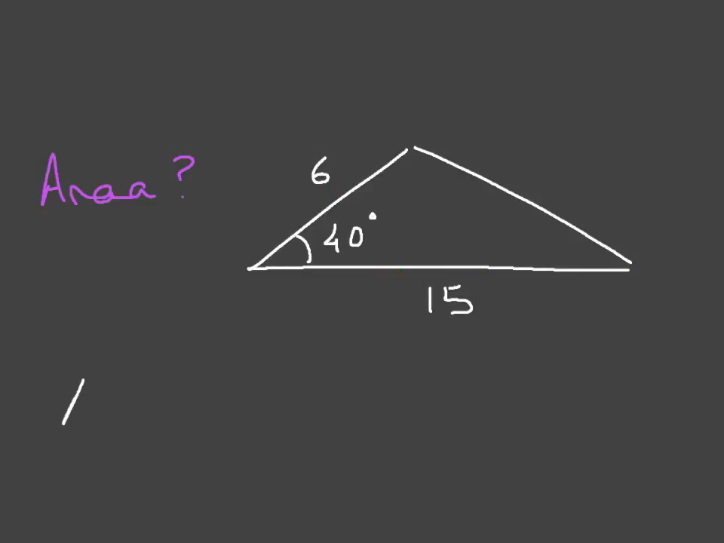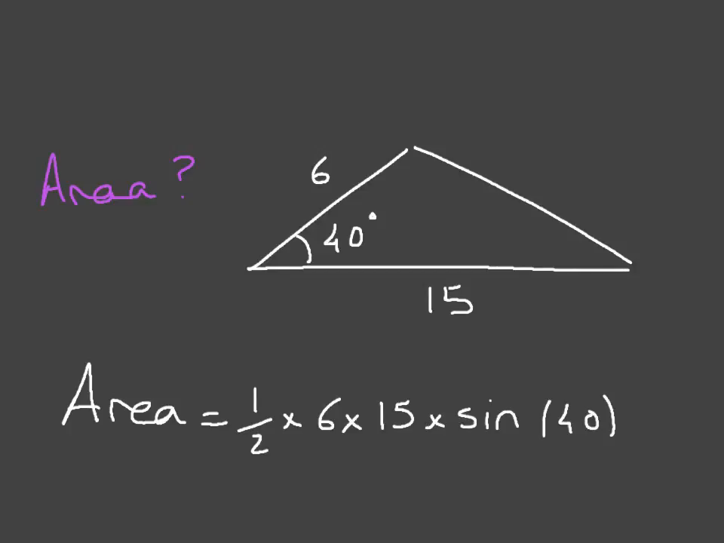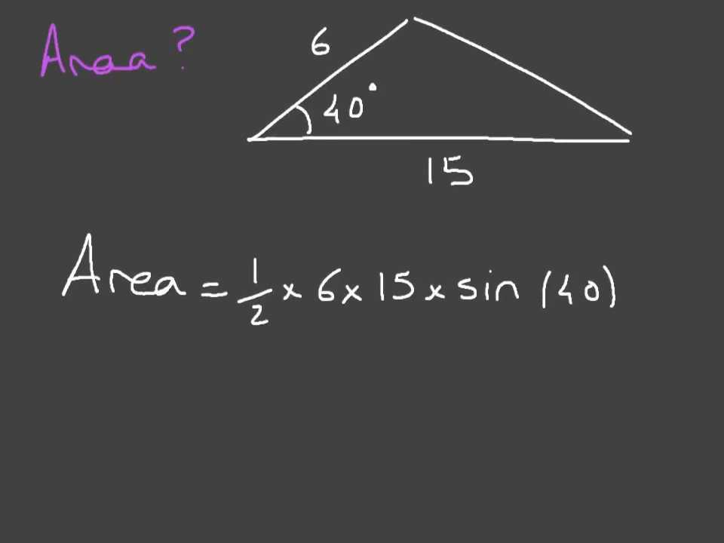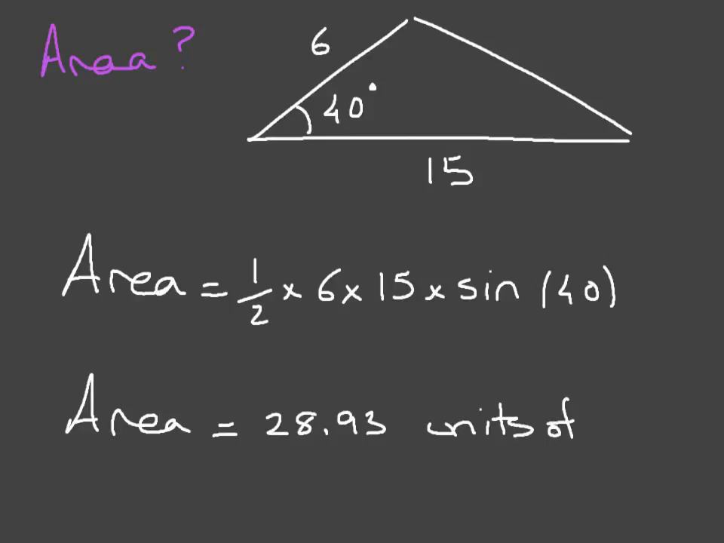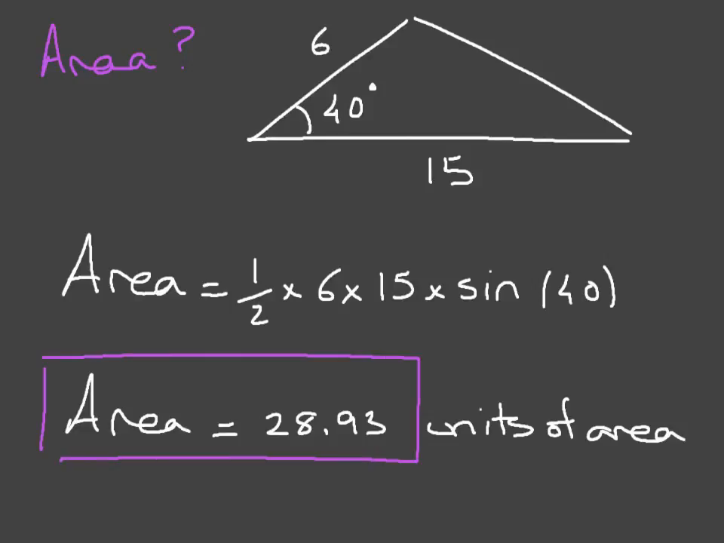And we can go right ahead and say that the area is equal to 1/2 times one side length, so 6, times another side length, which is in this case 15, times the sine of the angle which is in between them, so times sine of 40. And now, using our calculator and rounding to 2 decimal places, we'll find that the area is equal to 28.93 units of area. So the units of area could be square centimeters, square feet, square miles, square kilometers. It all depends which units we're working with. There you go. We've just calculated the area of that triangle using our area formula.